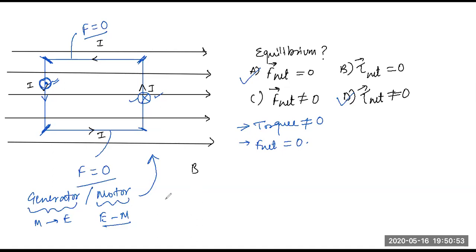And this is what we use in a galvanometer also. In a galvanometer, what happens? There is a device in which if you feed current, its needle should deflect in a certain way.